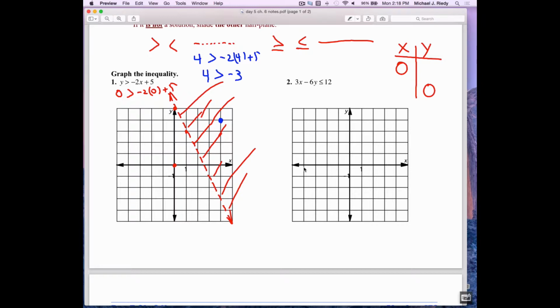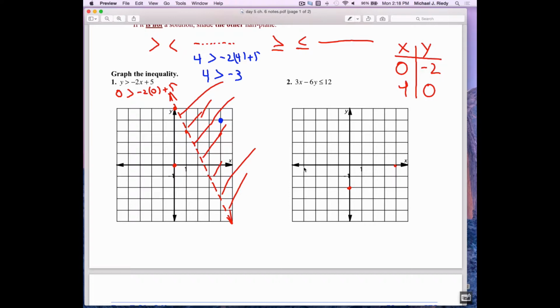-2. Beautiful. Staying with you, Geneva. If y is 0, what's x? 4. Beautiful. 0, negative 2. 4, 0. 1, 2, 3, 4. Solid line or dashed line? Solid, because we've got an equal there.